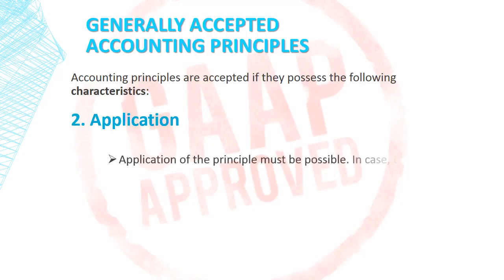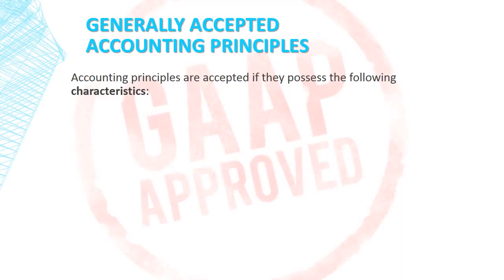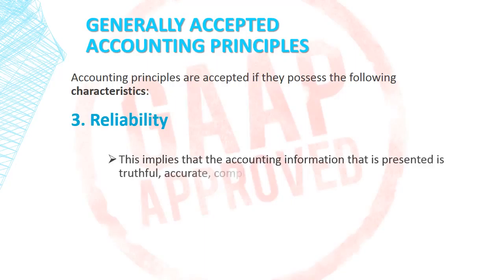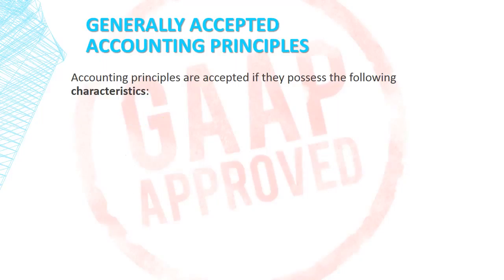Application. Application of the principle must be possible. In case the principle is only theoretical and has no practical utility or application, then the principle has no value. Reliability. This implies that the accounting information that is presented is truthful, accurate, and complete, nothing significant missed out, and capable of being verified, for example, by a potential investor.